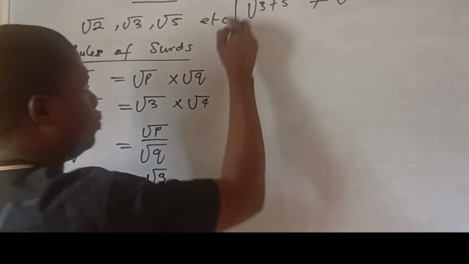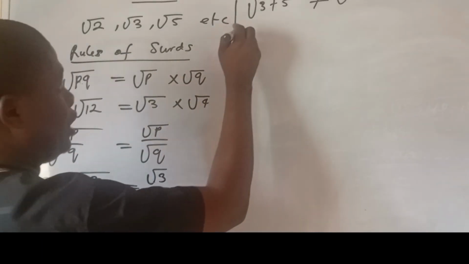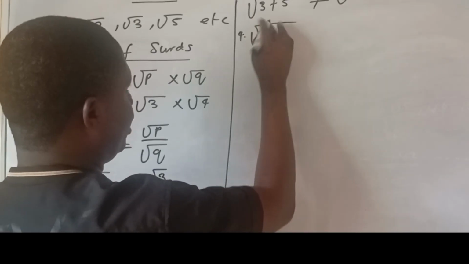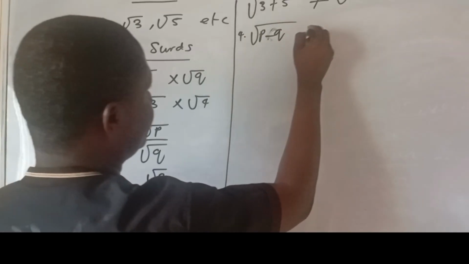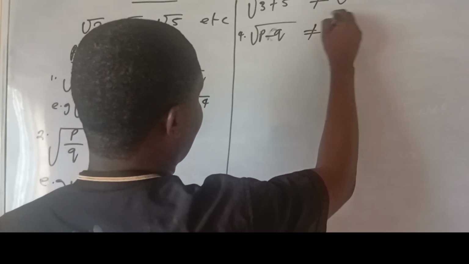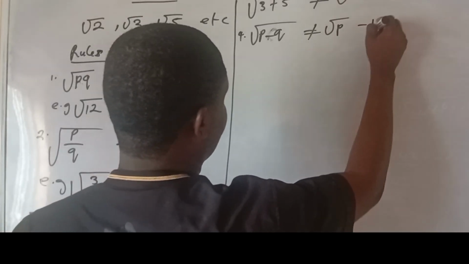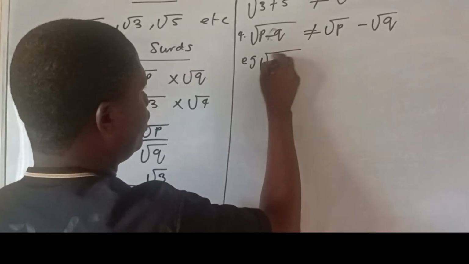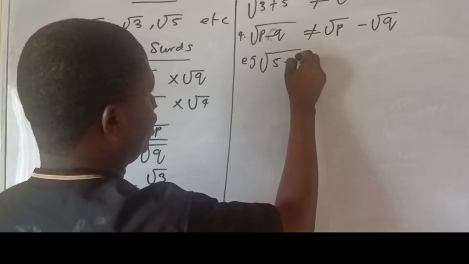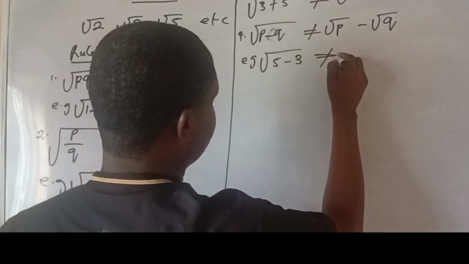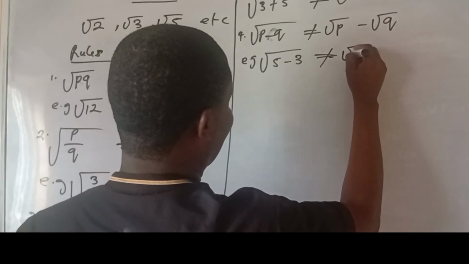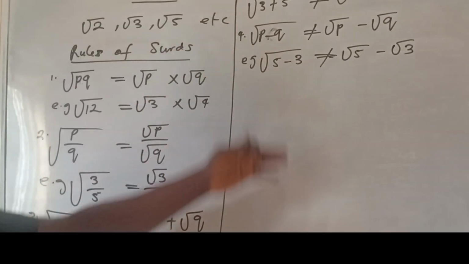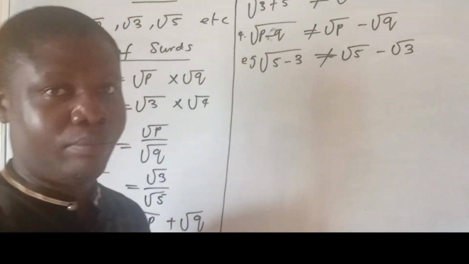The next one, which is the last rule we have here, is that the root of P minus Q is not the same thing as the root of P minus the root of Q. For instance, the root of 5 minus 3 is not the same thing as the root of 5 minus the root of 3. These are the basic rules of surd that we have in mathematics.